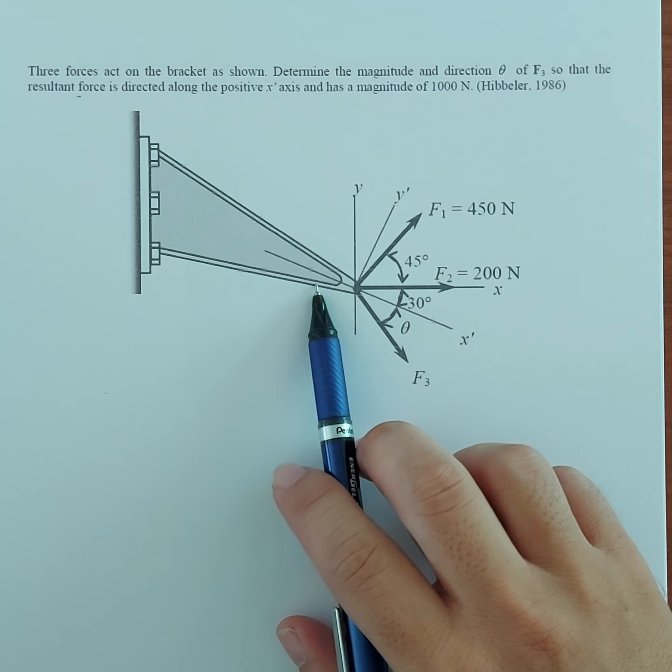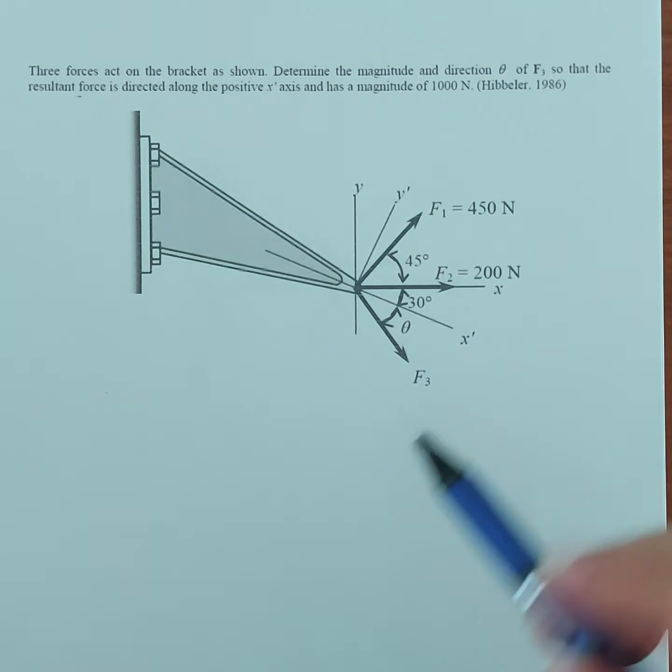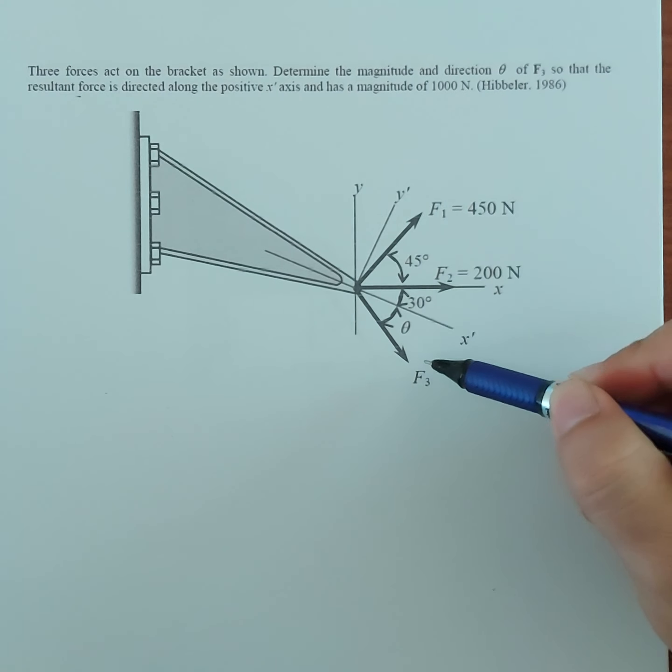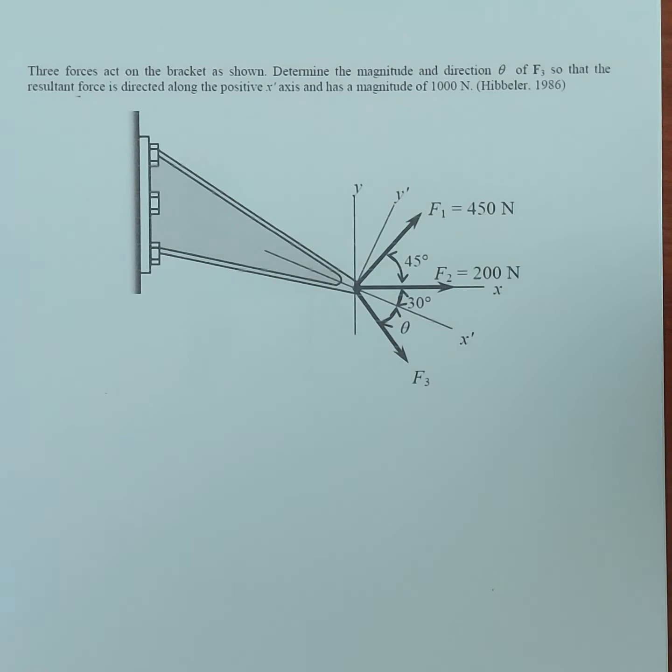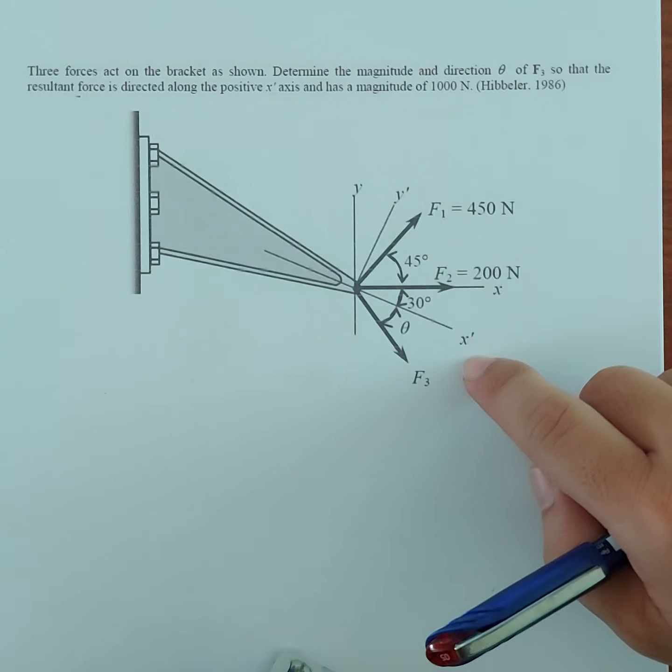Determine the magnitude and direction theta of F3 so that the resultant force is directed along the positive x prime axis and has a magnitude of 1,000 newtons. Okay. So given naman ngayon yung resultant force natin, it acts along the positive x prime axis.